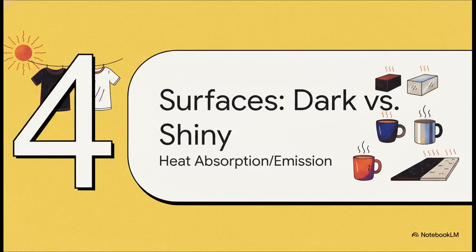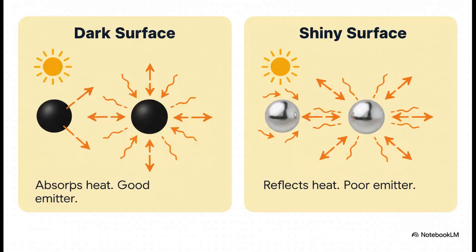Moving on to Section 4. Let's talk about surfaces. Dark versus shiny. This one is super important and explains a lot of things we see in everyday life. So here's the deal, and it's actually quite straightforward. Dark and dull surfaces are great at absorbing heat. But here's the other side of the coin. They're also great at radiating or emitting heat. They're good at both taking it in and giving it out.